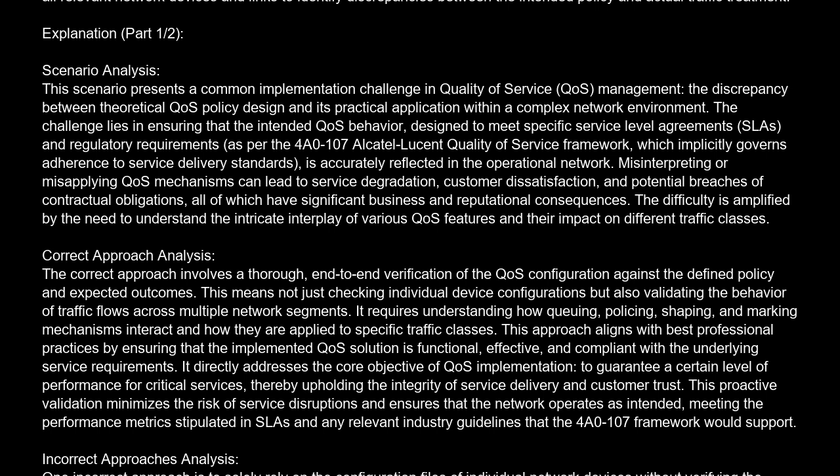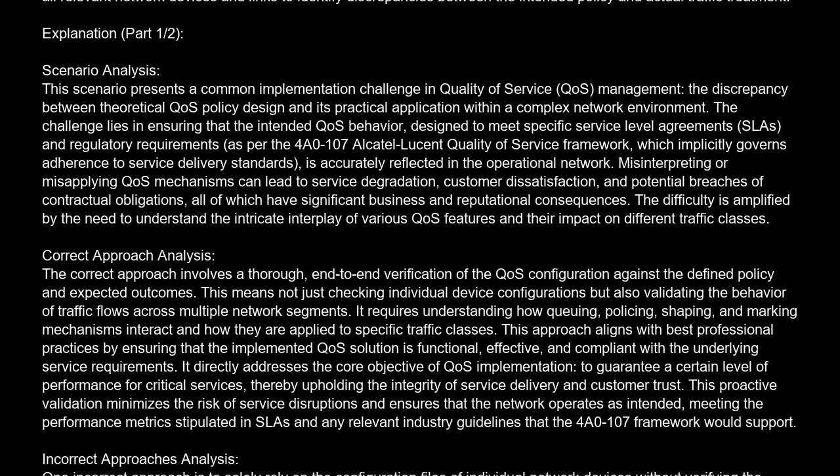Incorrect approaches analysis. One incorrect approach is to solely rely on the configuration files of individual network devices without verifying the actual traffic behavior. This fails to account for potential misconfigurations, unexpected interactions between devices, or environmental factors that might alter traffic flow.